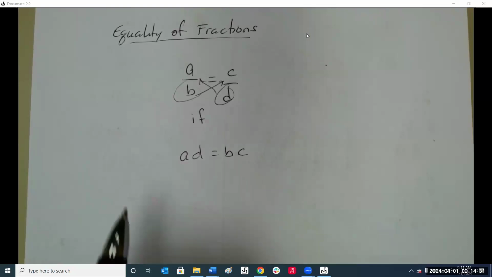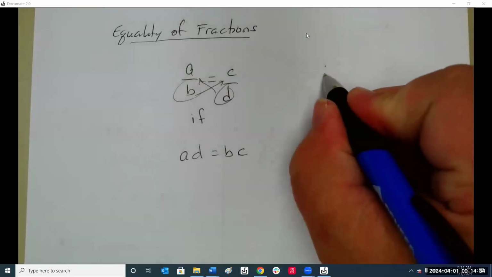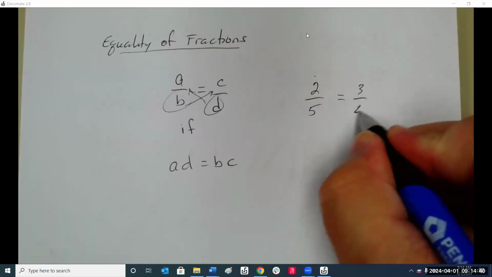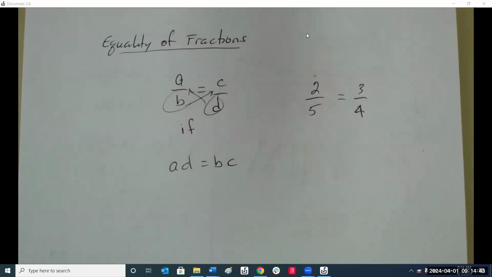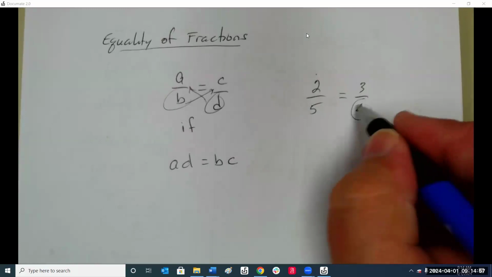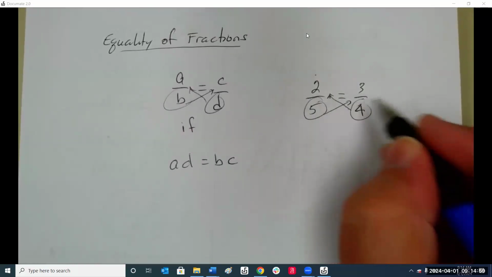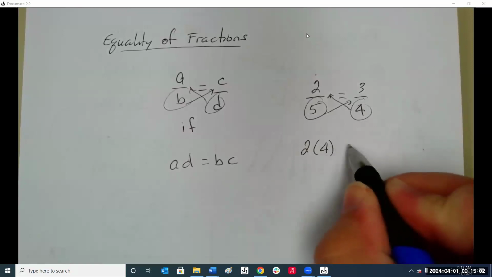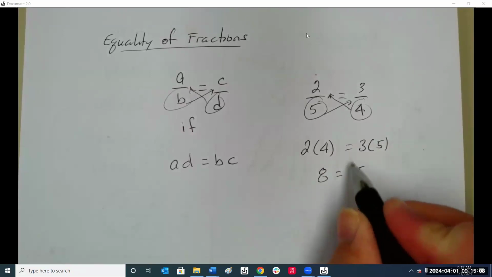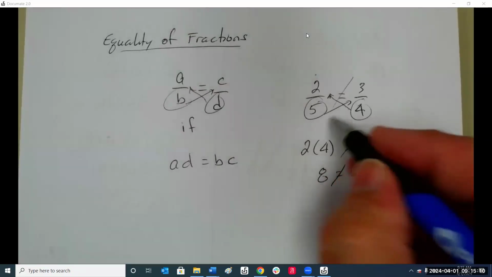Why is that important? So, are these two equal? Remember, mathematics needs numbers, proofs. No, right, because if I do this cross multiplication, 2 times 4 is 8, 3 times 5 is 15, and they're not equal. So these are not equal.